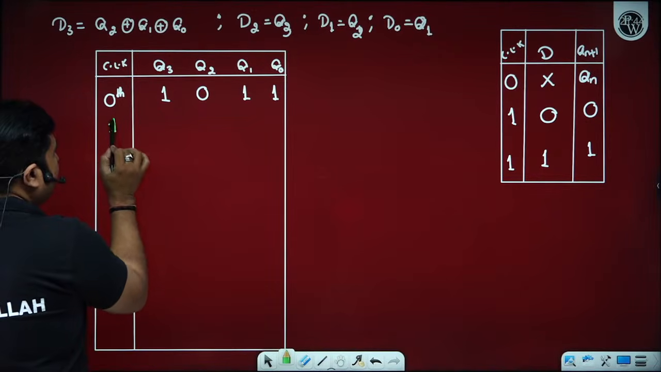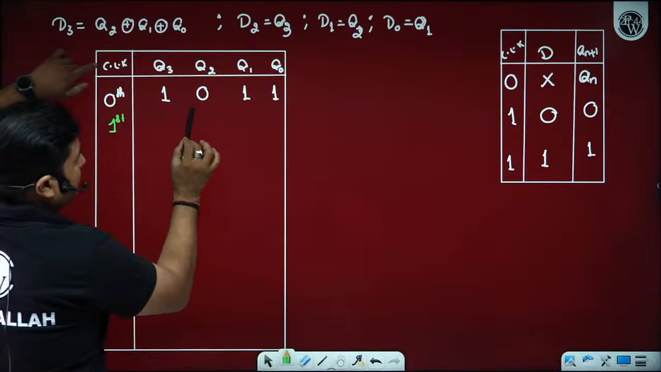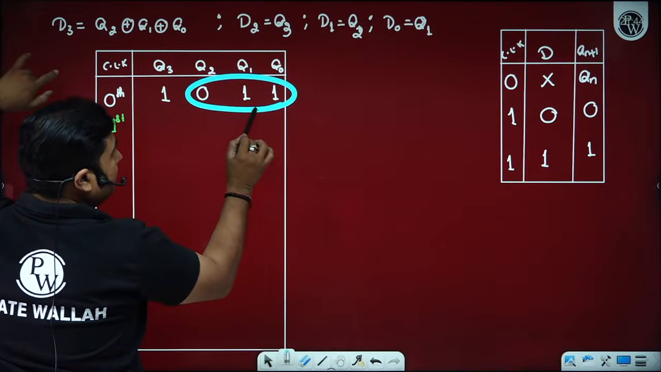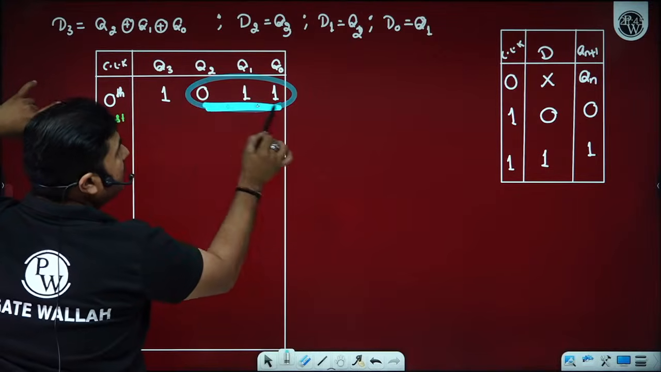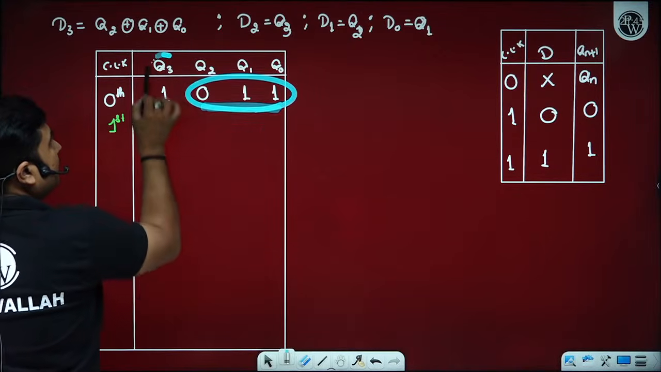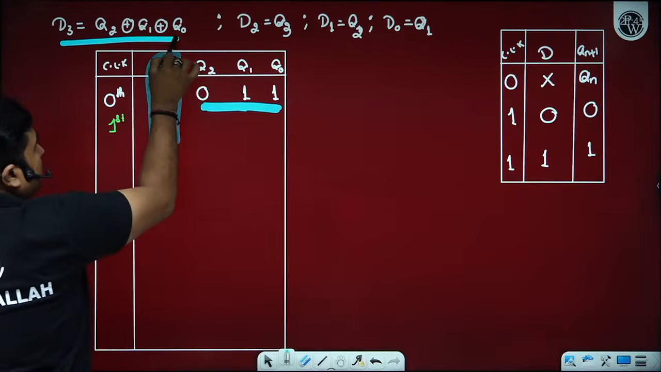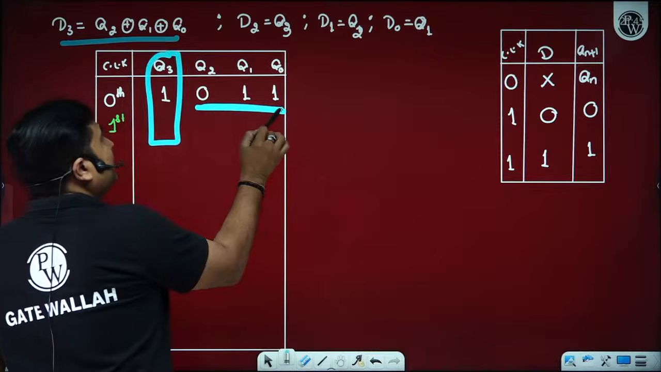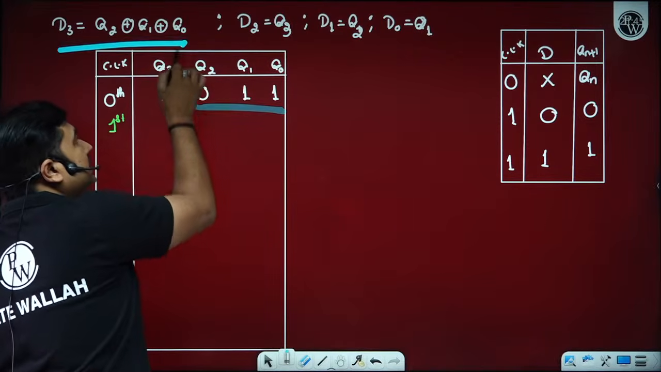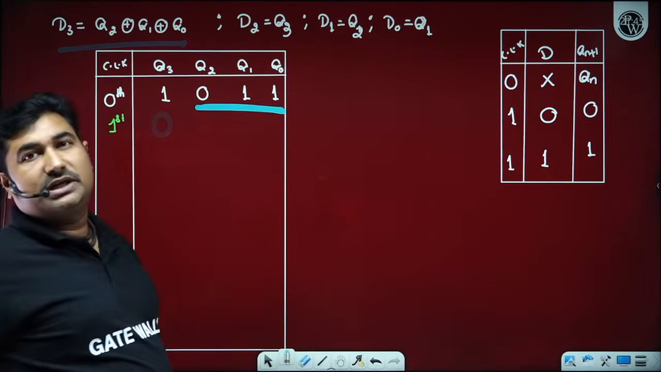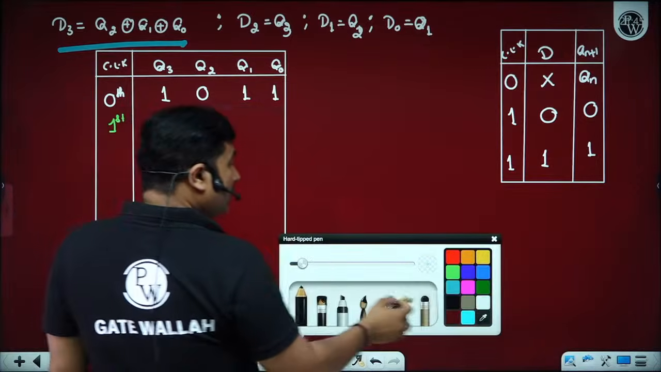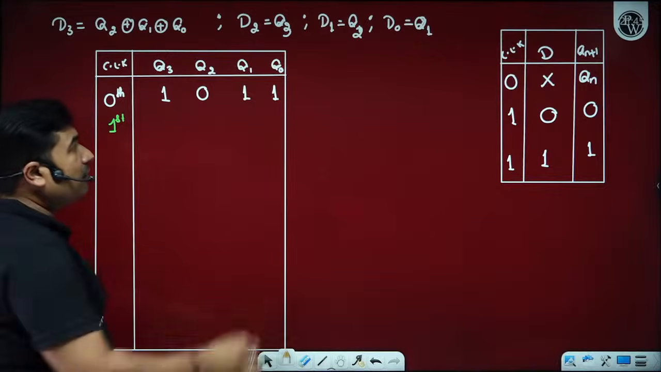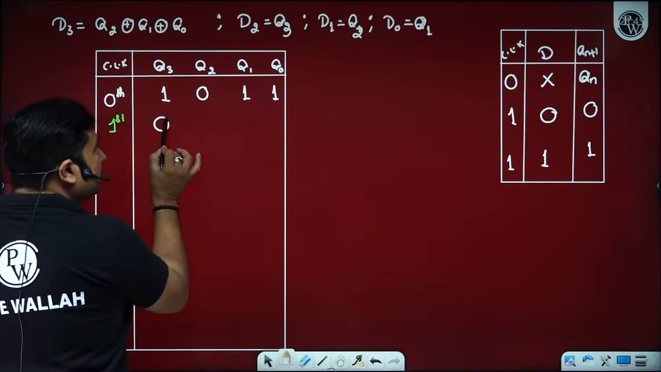What happened after the first clock? Please observe, Beta ji. You have to observe these three. If in these three the number of ones is an odd number, then Q3 will become logic 1 because D3 is logic 1. In case the number of ones is even, then 0 is applying onto D3, so 0 gets stored onto Q3. If you are observing here, I am doing Q2 XOR Q1 XOR Q0. Number of ones is even, so 0 gets stored here.